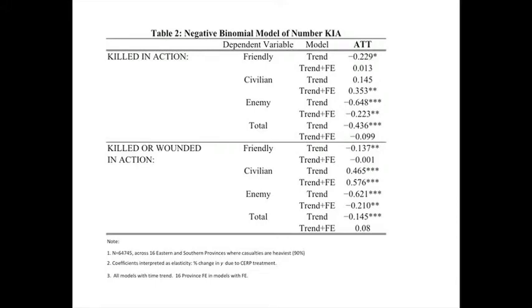So that minus 0.229 says that if you compare treatment versus non-treatment, the treatment reduces friendly killed in action by 22.9%. So that's a percentage, it's an elasticity measure, right? So treatment increases civilian deaths by 35.3%. That's an unnerving finding. I'm still trying to figure out what that is all about.